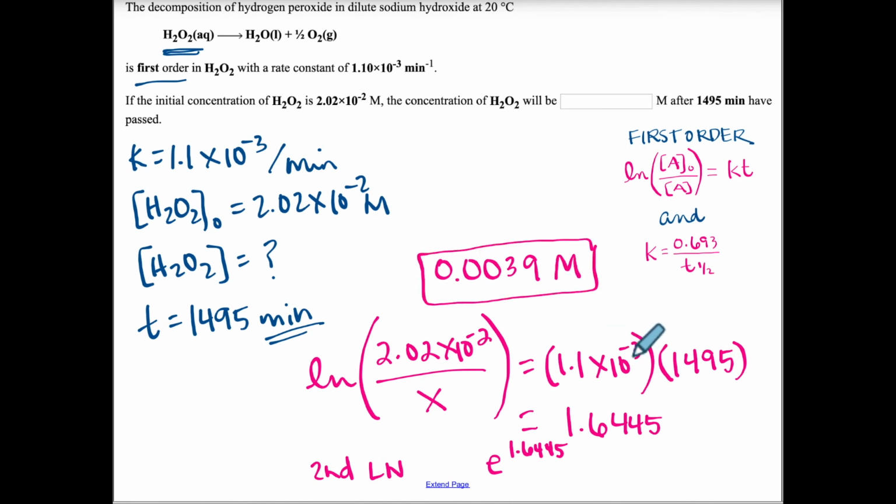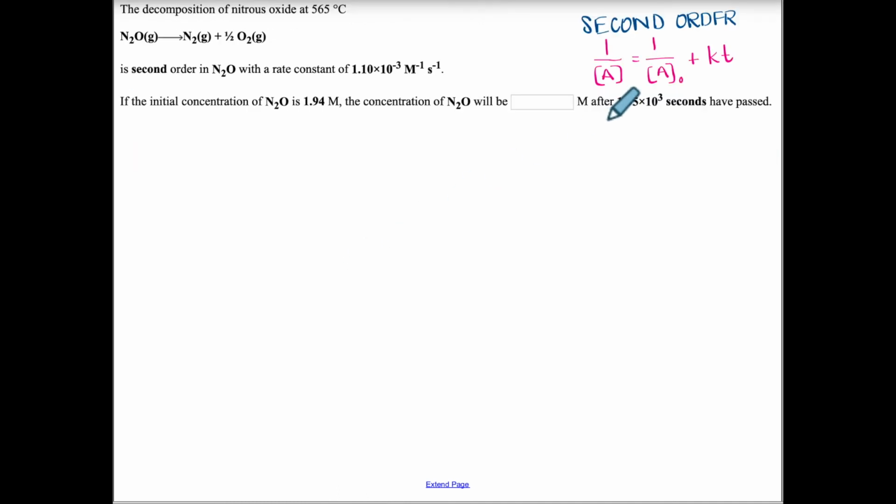Now you're going to need to be able to use this equation to solve for either the concentration or the time or the rate constant. All right, in this one it tells us that it is second order. So I put our second order equation here for the decomposition. So we want to solve for the concentration after. So we're solving for this A right here. And it tells us a time, and it tells us the initial concentration, and it tells us the rate constant.